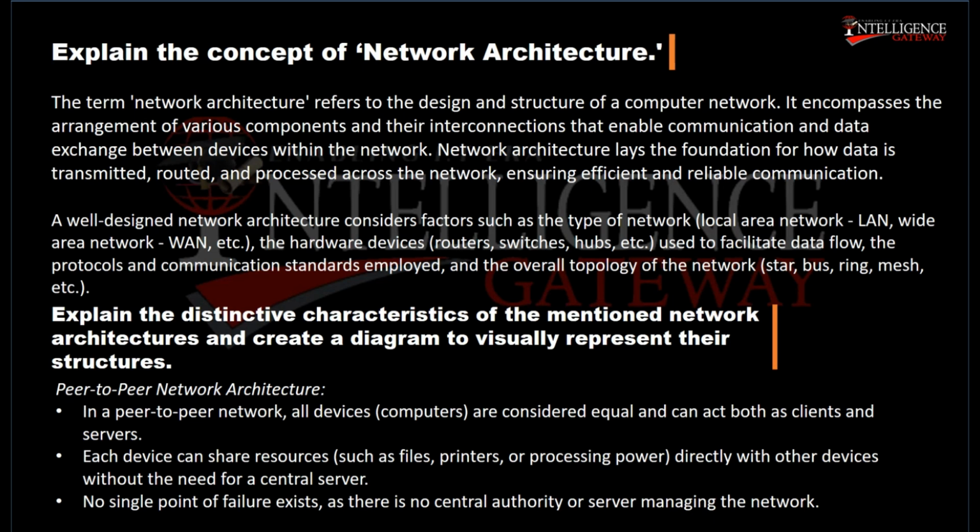Explain the distinctive characteristics of the mentioned network architectures and create a diagram to visually represent their structures. Peer-to-peer network architecture. In a peer-to-peer network, all devices (computers) are considered equal and can act both as clients and servers. Each device can share resources such as files, printers, or processing power directly with other devices without the need for a central server. No single point of failure exists, as there is no central authority or server managing the network.